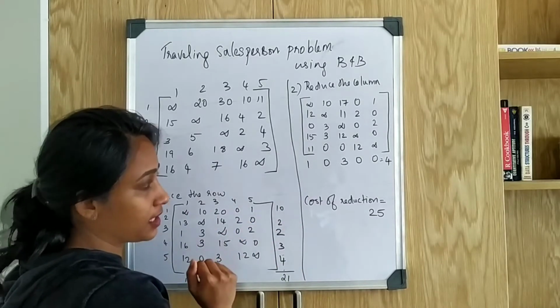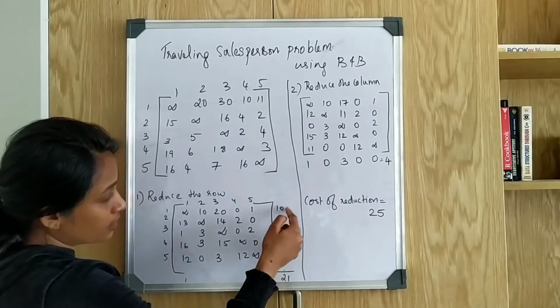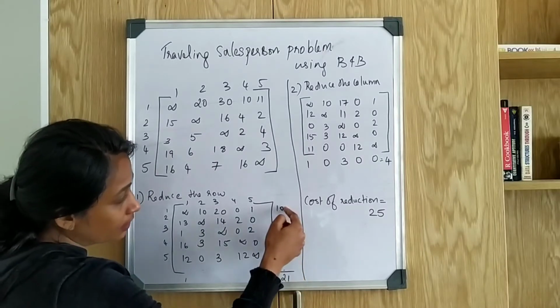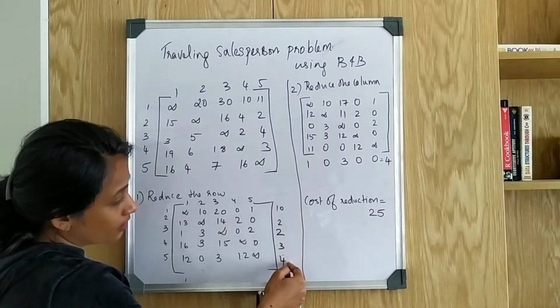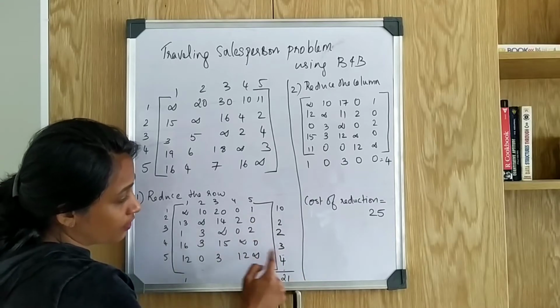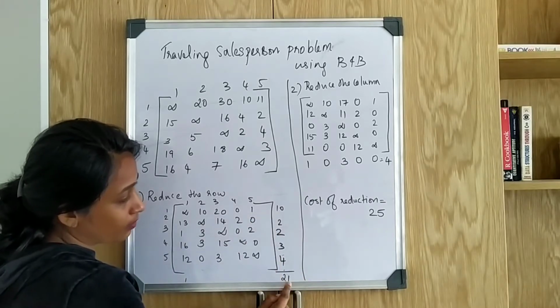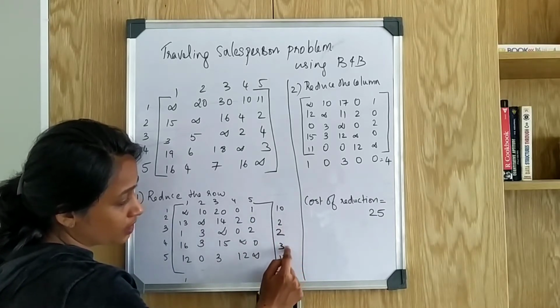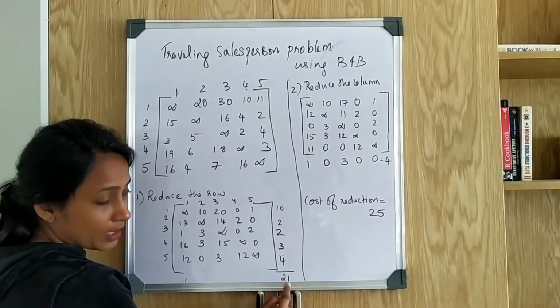So this is the first step. And then what you have to do is add the entire minimum weights which were taken out from each and every row. You will get 21. So 10 plus 2 plus 2 plus 3 plus 4, you will get 21.